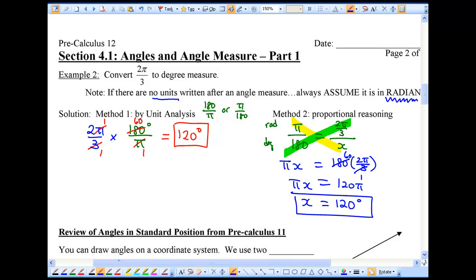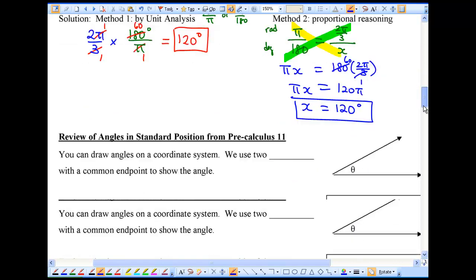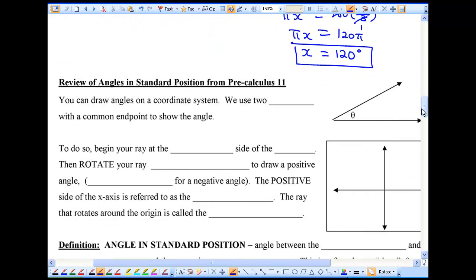But this time I'm going to combine not just degrees, which is what you did in grade 11, but now radians, what you're doing in grade 12. Okay, here we go. So just to review how to draw angles in standard position, the idea is you can draw angles on a coordinate system. And to do so, we use two rays. Rays are just lines with an arrow on one end with a common endpoint to show the angle.